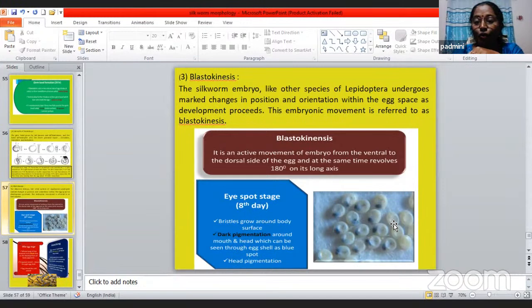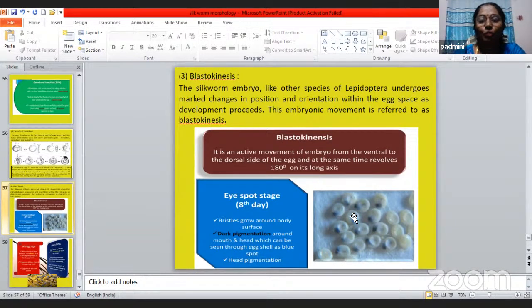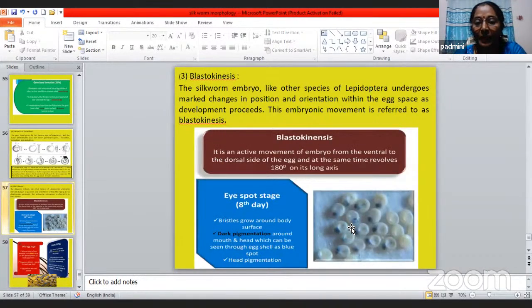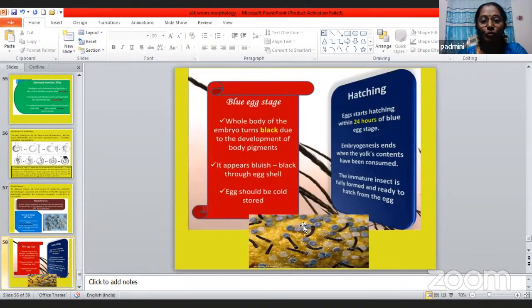So those that haven't undergone development, you can also call them atretic, where some of the cells don't develop into yolk at all. So that is one type of egg, which you can also sometimes call non-polar bodies. In the blue egg stage, the whole body of the embryo turns black due to the development of pigments. So here you can see over there, this is the black pigment, which appears bluish black.